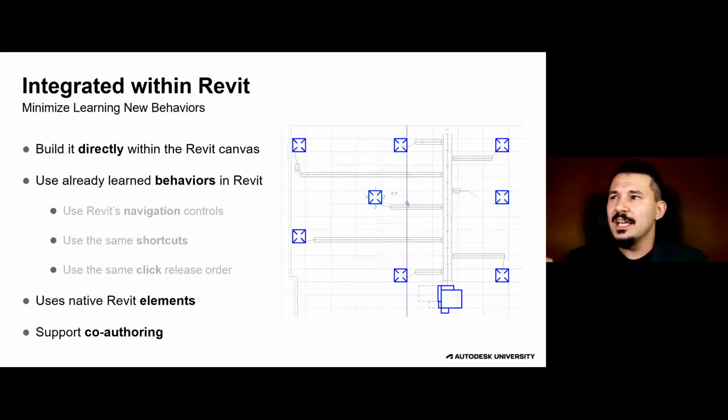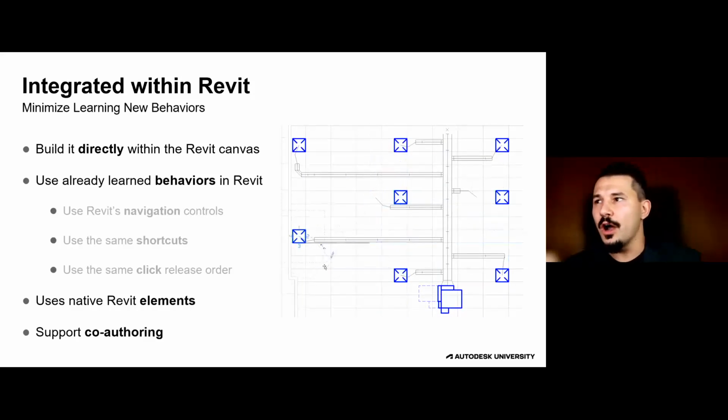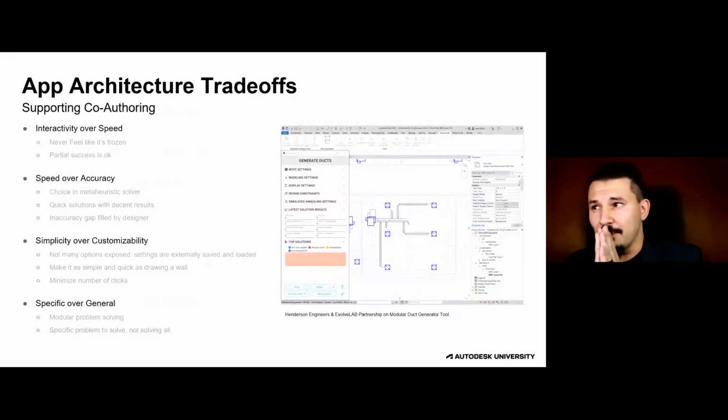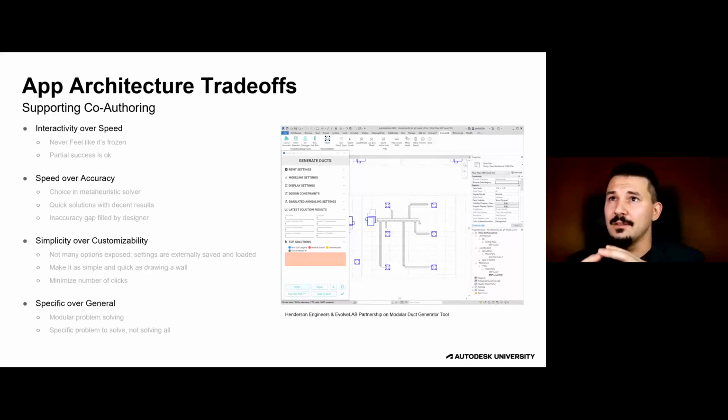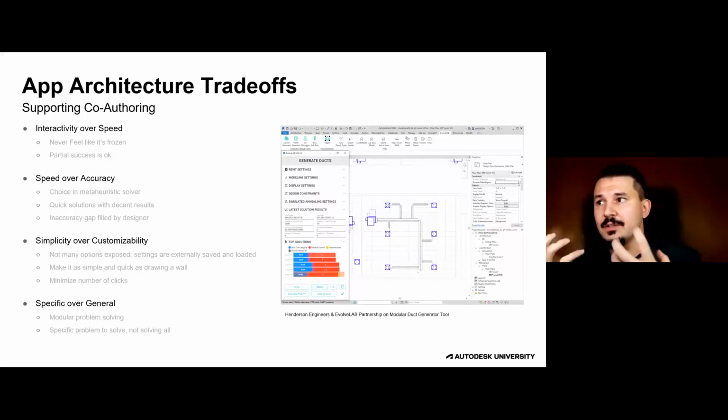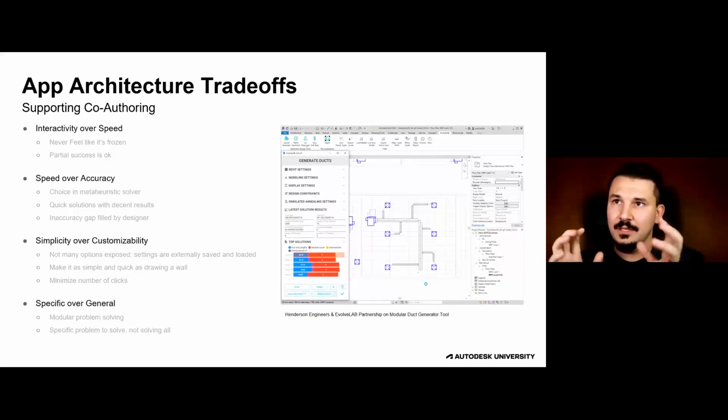And this really starts to enable a co-authoring approach to the solution. In order to enable co-authoring, we had to make certain app architecture trade-offs, and here are some of them. One of them is interactivity over speed. We'd rather have the application feel like it's never frozen, always responsive and displaying to the screen what's happening, versus waiting a second and only then seeing the result.